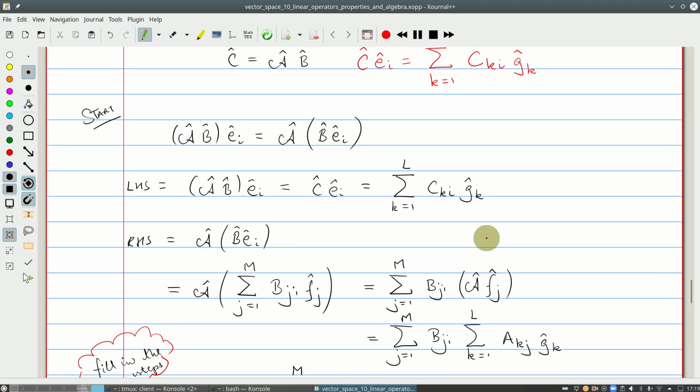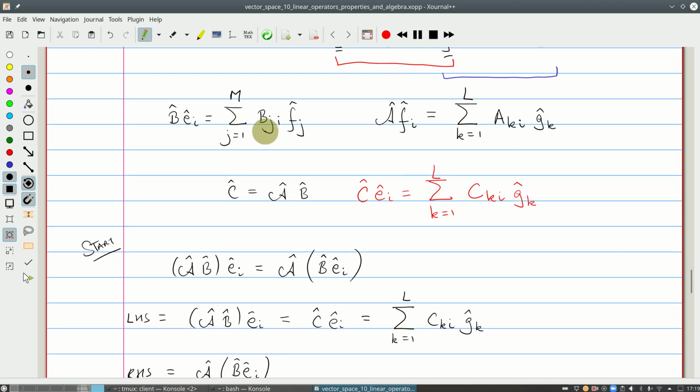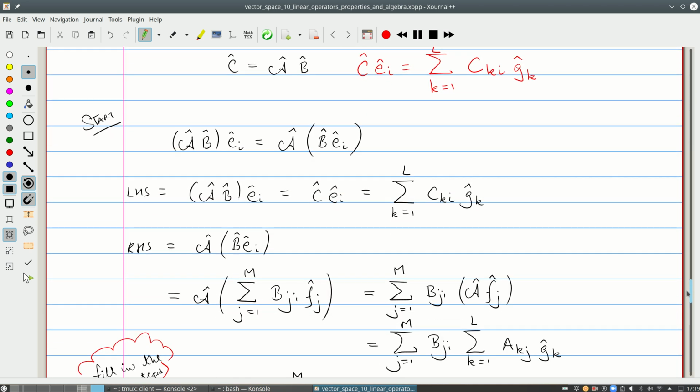Now we do exactly as we did before. Start with A and B operating on e_i, which is the same as A operating on the result of B operating on e_i. The LHS is equal to C operating on e_i, which is equal to this sum in terms of the g basis. The RHS, we first write what the effect of B on e_i is. That gives us a sum of the f basis. That's here. Now A operates on the f basis. This is a linear combination of vectors, so A can be brought in, and A operates on each of the f basis vectors to give you another sum in the g basis.